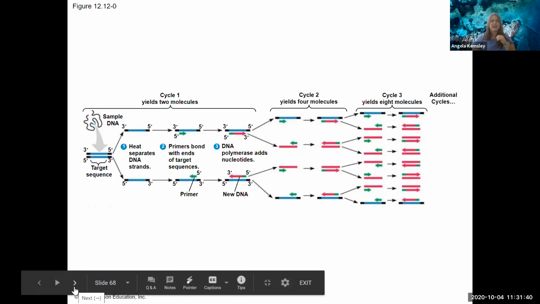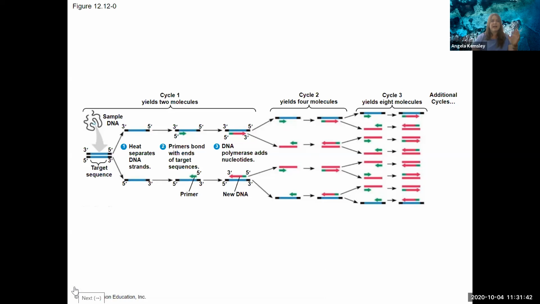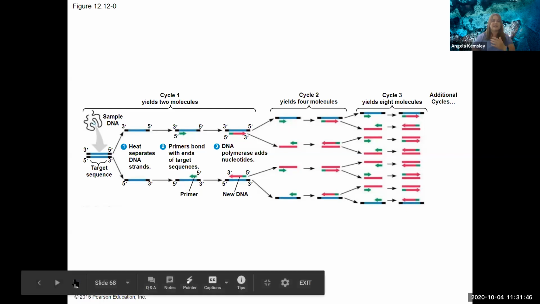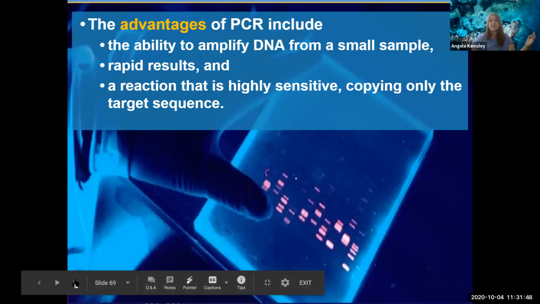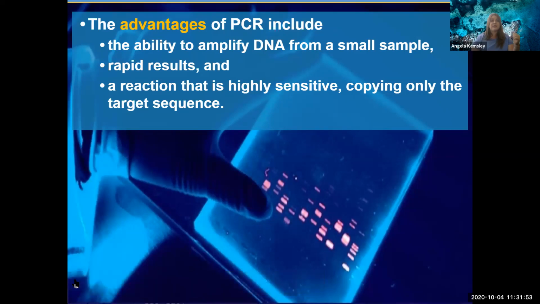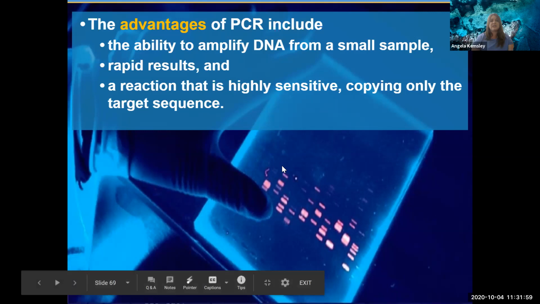So we're still kind of at that second step. We have our samples. Now we need to amplify the target sequence enough so we can send it on to the last step. The advantages of PCR are that it can amplify DNA from a very small sample. It's fairly quick. When I was an undergrad, we actually did PCR over the course of just one lab. And it's a reaction that's highly sensitive, copying only the target sequence.